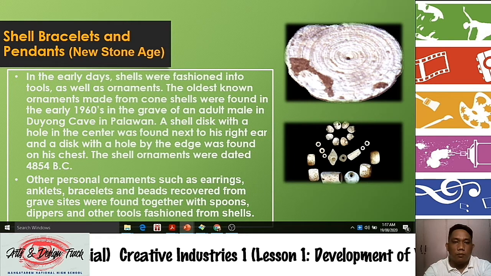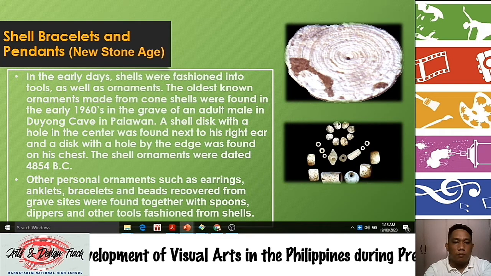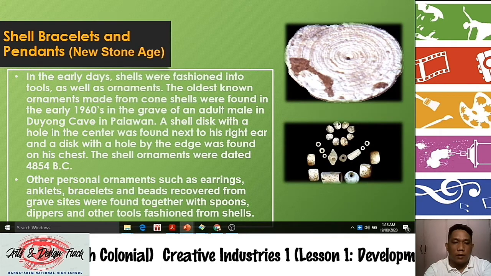A shell disc with a hole in the center was found next to his right ear, and a disc with a hole near the edge was found on his chest. These shell ornaments were dated 4854 BC. Other personal ornaments such as earrings, anklets, bracelets, and beads recovered from grave sites were found together with spoons, dippers, and other tools fashioned from shells.